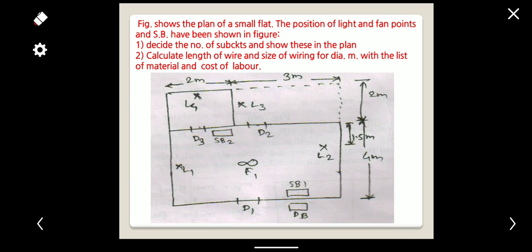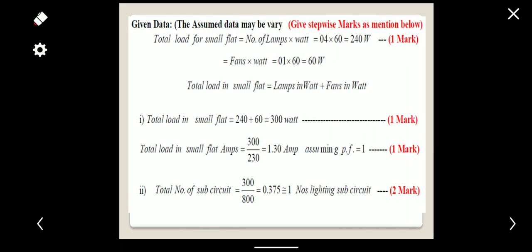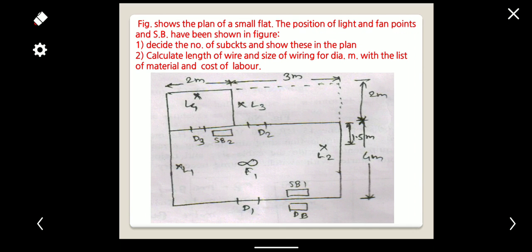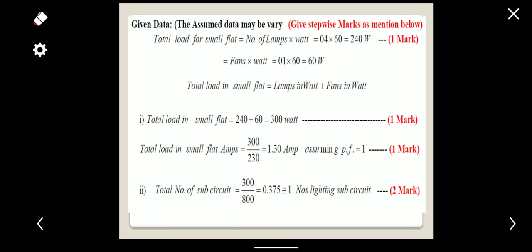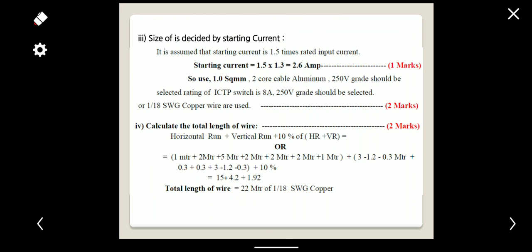Calculate the length of wire and size of wire for the diagram with the list of material and the cost of labor. So first calculate the total wattage. For selection of the wire, first calculate the wattage. So total load for the small flat: number of lamps into the wattage.